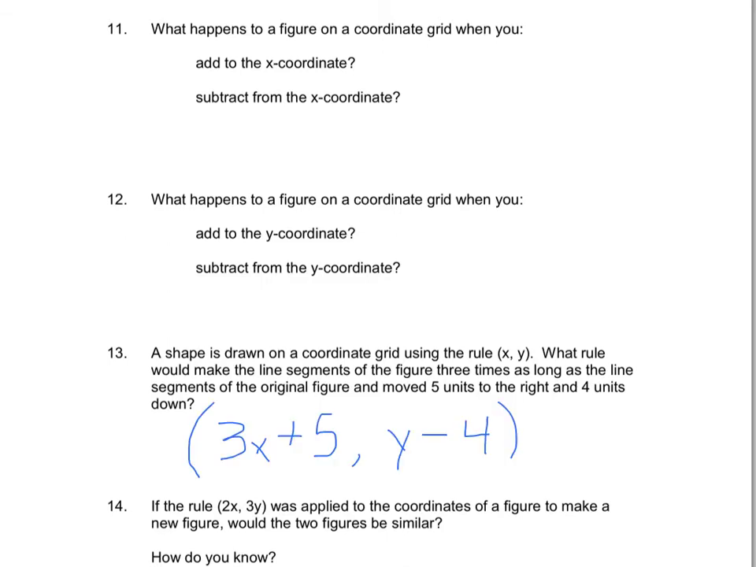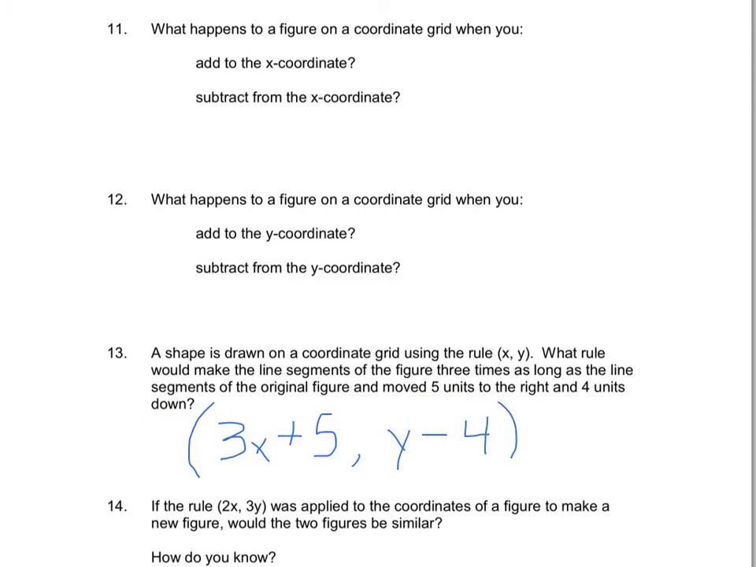Okay, for number 13, a shape is drawn on a coordinate grid using the rule (x, y). What rule would make the line segment of the figure 3 times as long as the line segment of the original figure and moved 5 units to the right and 4 units down?